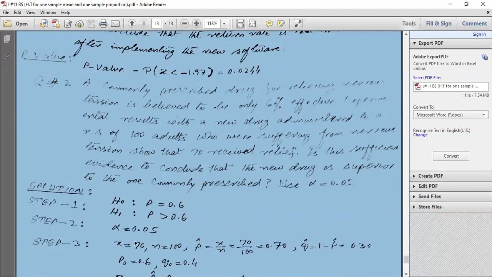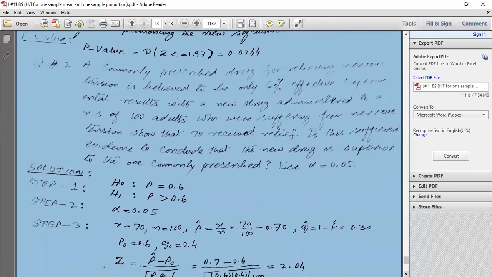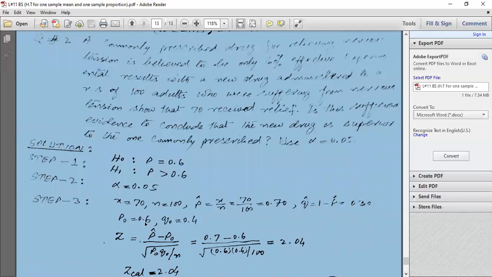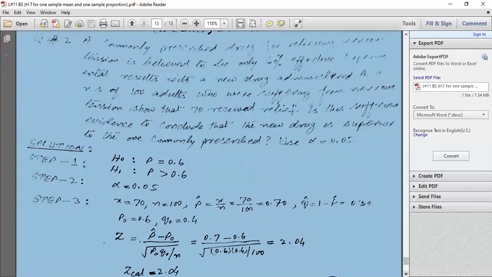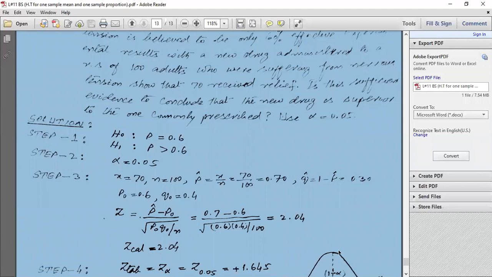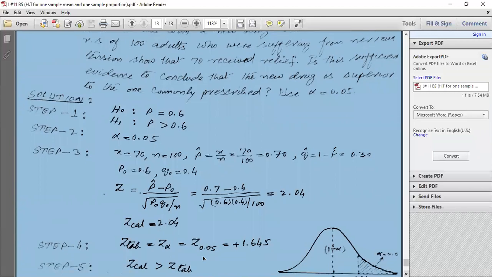What is x? x is 70 out of 100. It means p cap. What is q cap? 1 minus p cap, it is 0.3. So p naught is 0.6. It means q naught, 1 minus p naught, is 0.4. Then we put all these values in this formula. So the answer is 2.04. It is the Z calculated value. With the help of the Z table, for alpha 0.05, the answer is 1.645.